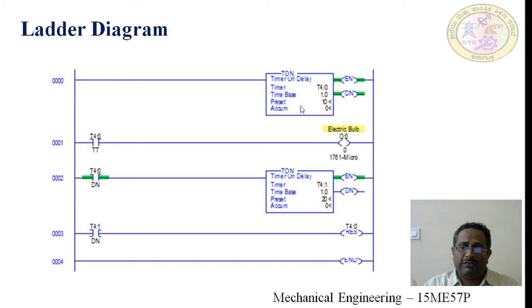Once the accumulated value reaches 10 seconds, this timer's done bit goes true, then it will activate timer 2 and the electric bulb will be switched off. Here we are using the TT bit, which stays true until the accumulated value equals the preset value. Once it reaches 20 seconds, this input will be activated because we are using the done bit, and it will reset the first timer, resetting the accumulated value to 0. The done bit, enable bit, everything is 0 and it will start fresh.